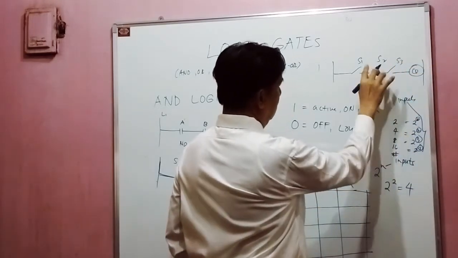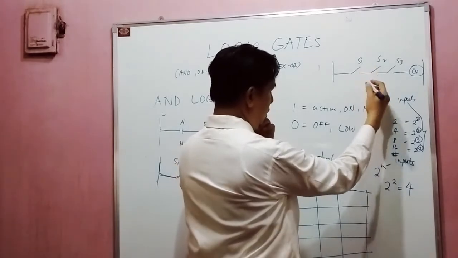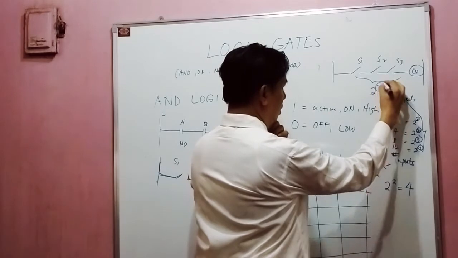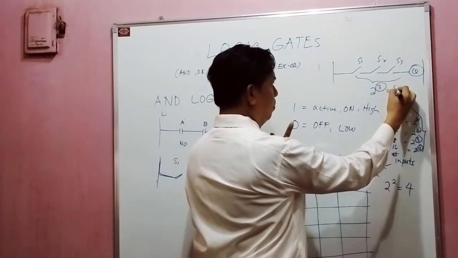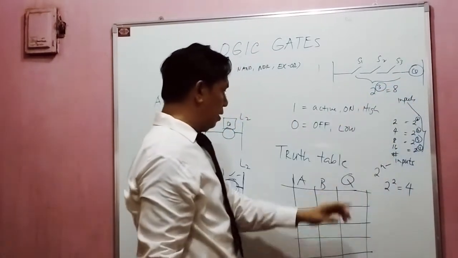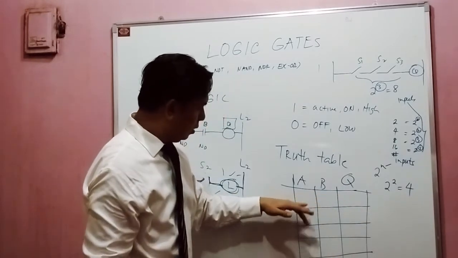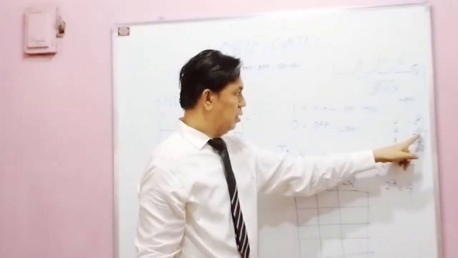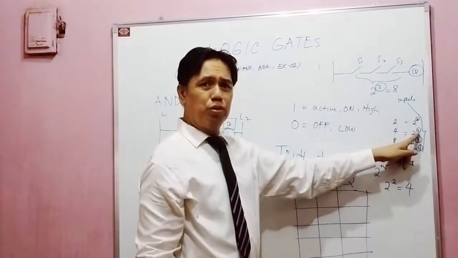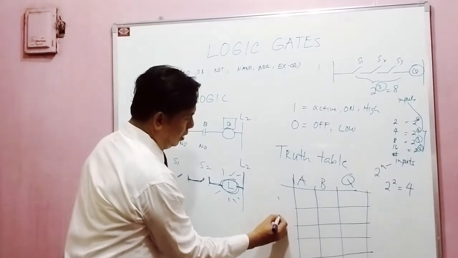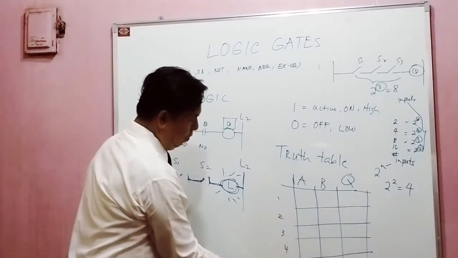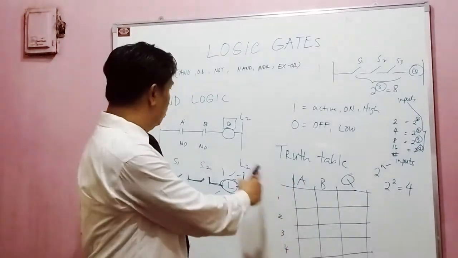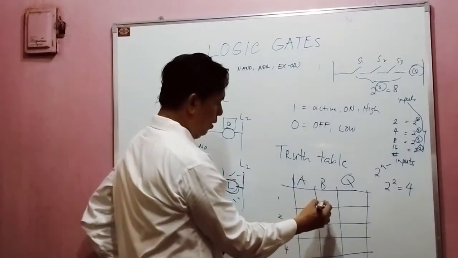So here, switch 3, switch 2, and switch 1 fall under this configuration, 2 to the cube, because there are 3 inputs and you will have 8 rows: 1, 2, 3, 4, 5, 6, 7, 8. But we are just here with 2 inputs, that's why we have 4 rows: 1, 2, 3, 4. So how do we construct the truth table for this AND?